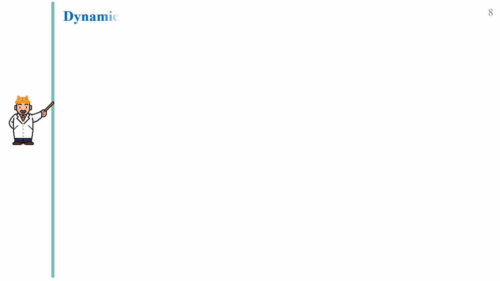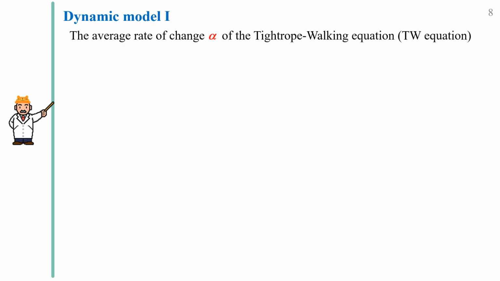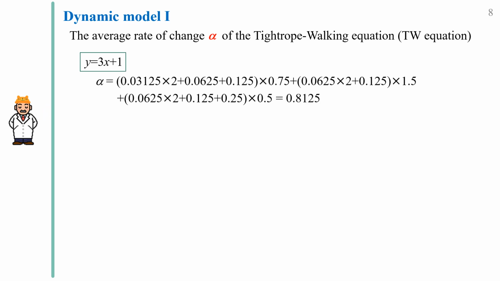In Dynamic Model 1, different operation types were treated as a single category and the natural numbers were assumed to change according to the average rate of change. Using the proportions and rates of change shown in Figure 1, the average rate of change alpha for the TW equation y equals 3x plus 1 is given as follows. Because the average rate of change is less than 1, this essentially means that the natural numbers decrease with each application of a Collatz operation.